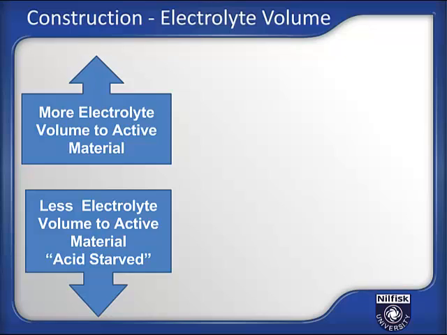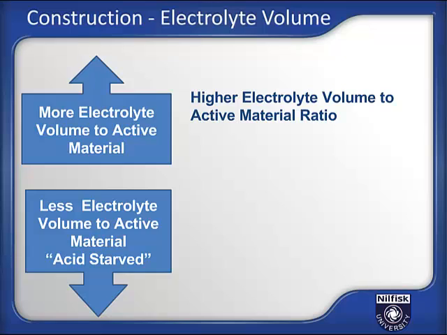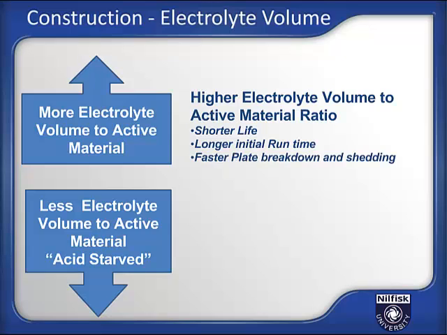So when batteries are under load or being charged, they create heat. This heat destroys the battery because it causes the plate shedding. So when active material breaks down and becomes separated from the grid, gassing occurs and the liquid comes out of the electrolyte, creating a higher acid ratio in the electrolyte, as we discussed on the last slide. So higher electrolyte volume to active material ratios creates shorter life, longer initial runtime, and faster plate breakdown and shedding.